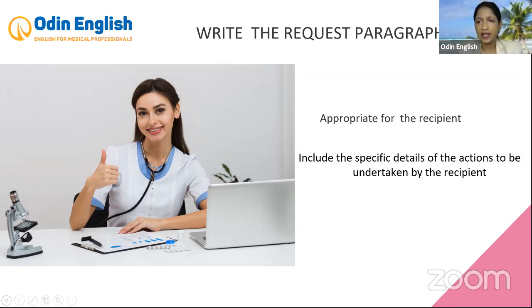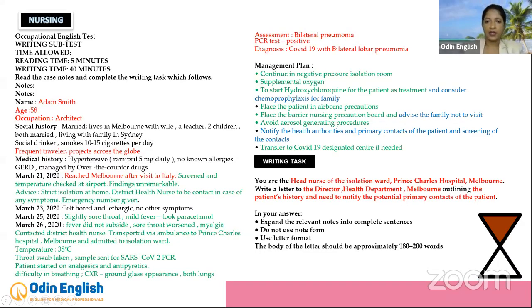And in today's task, I think that is where many of you had gone wrong when I went through the letters posted in our group. So now it's time to write the request paragraph, the recommendations. Include the things that are to be undertaken by the recipient. So here it is. I have shown you the task card again, and we will start the timer now.